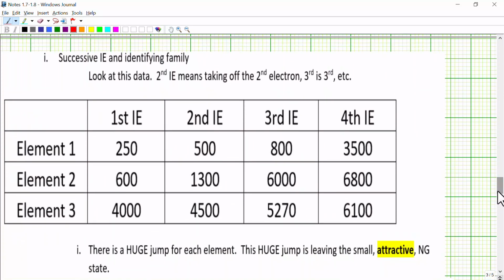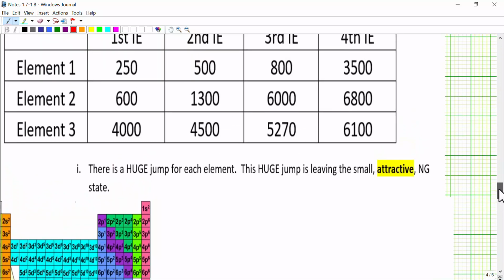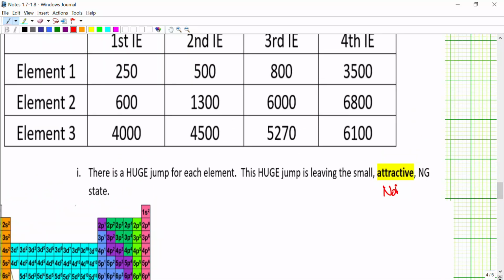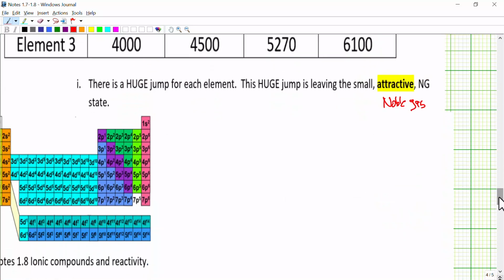All right. Successive ionization energy in identifying a family. Look at this data. The second ionization means taking off the second electron. So first ionization energy is lose 1 electron. Second ionization energy is lose 2 electrons, lose 3 electrons, lose 4 electrons, okay? There's a huge jump for each element. This huge jump means you're leaving the small, attractive noble gas state. Okay, so 250, 500, 800, 3,500. That fourth one was leaving the noble gas state.